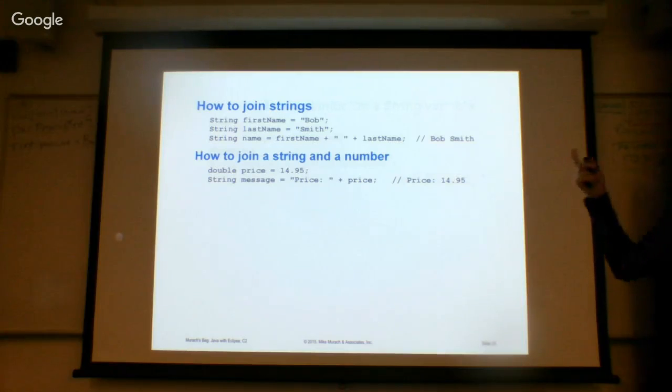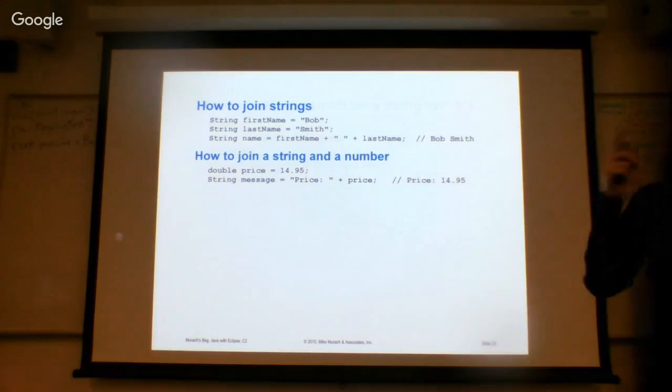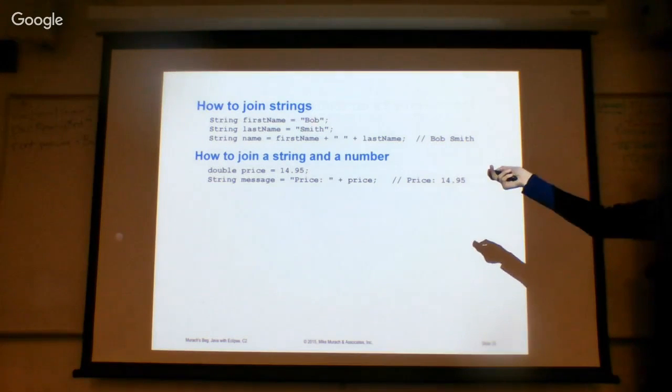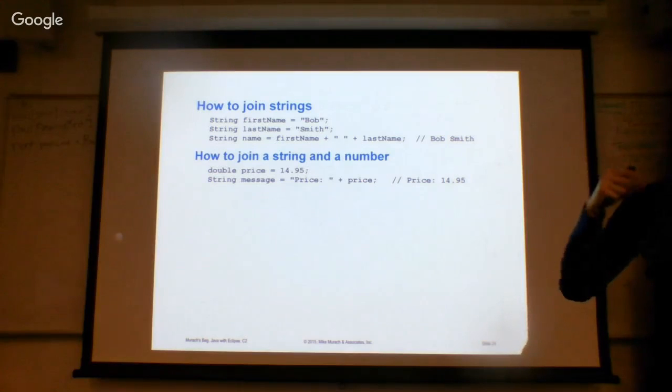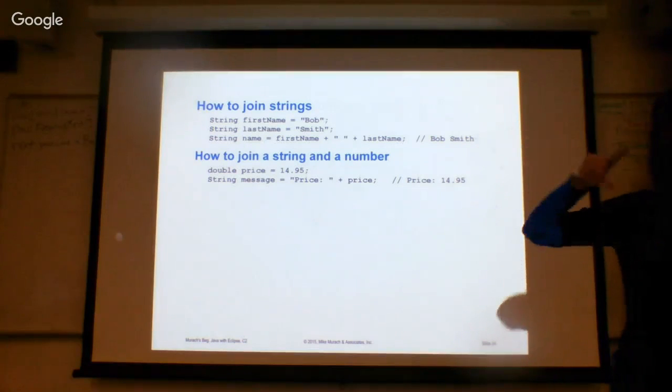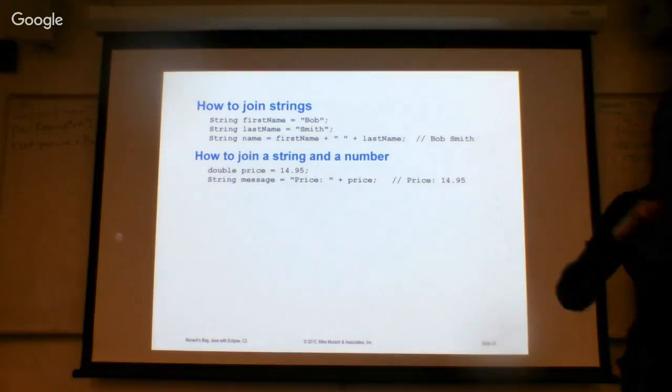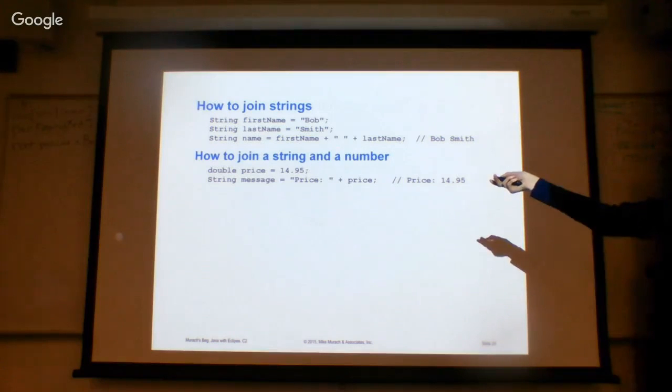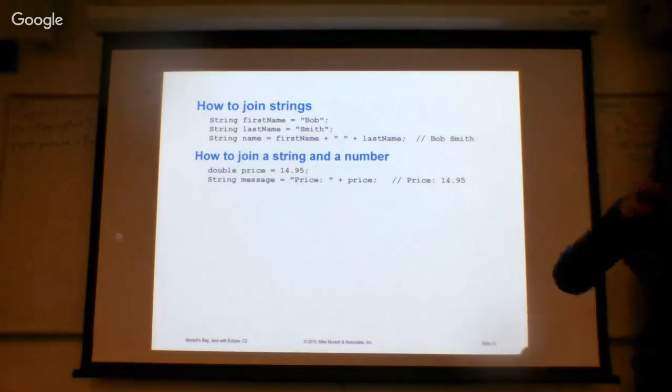All right, you can, what we call, concatenate or join strings together. For example, Bob and Smith would use the plus operator to concatenate strings. What's happening here is that the plus operator is overloaded. It's used in one way to do math, and in another way to do concatenation of strings. And if you wanted a space, you need to add the space yourself.